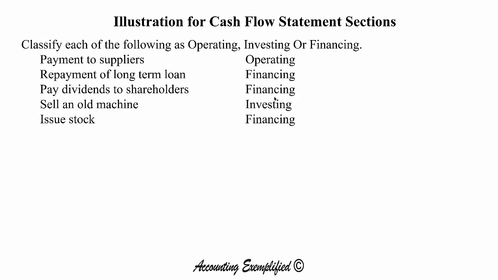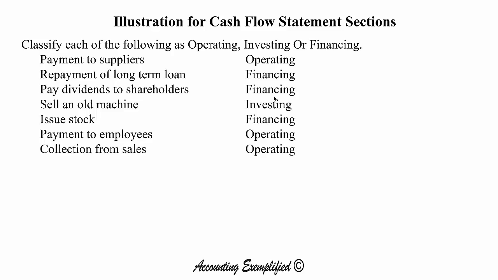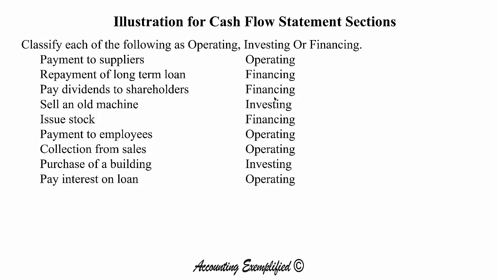Issuing stock is financing. Payment to employees, operating. Collection from sales, operating. Purchase of a building would be investing. Paying the interest on loan would be operating. Issuing bonds payable, that is, the company is borrowing long-term by issuing bonds, financing.